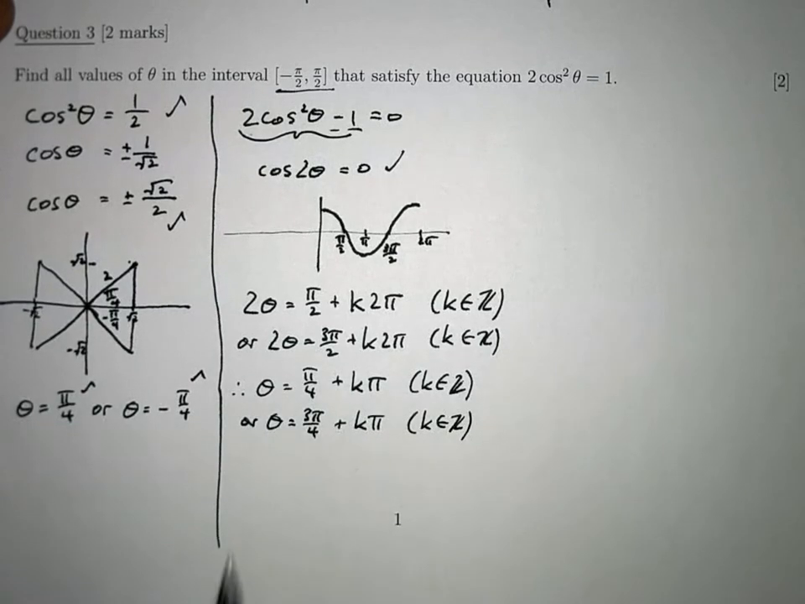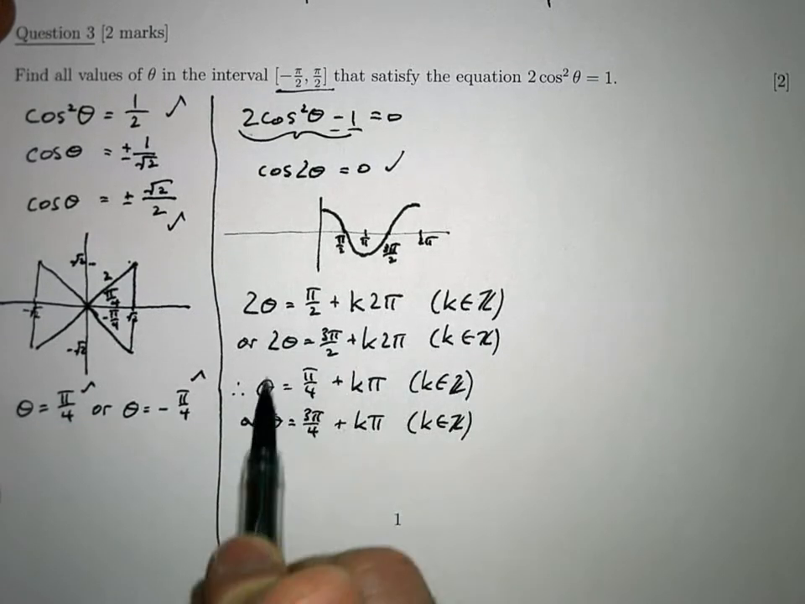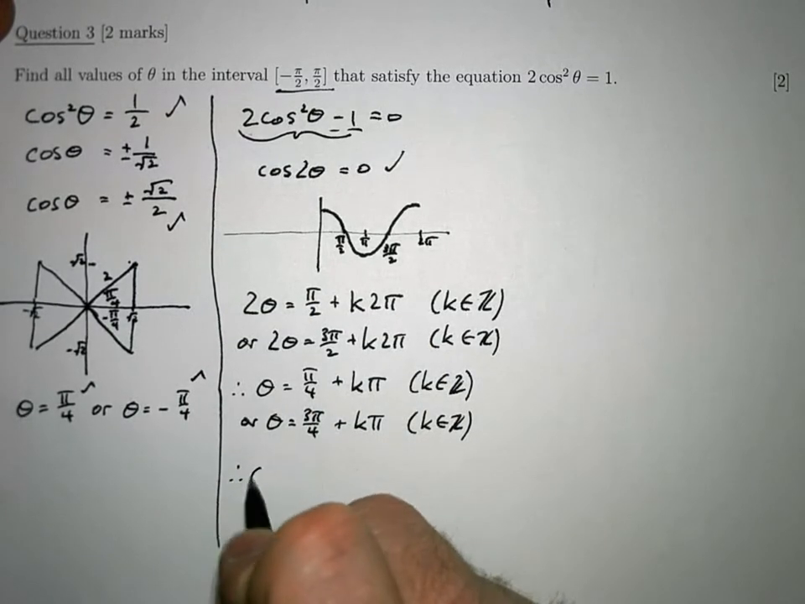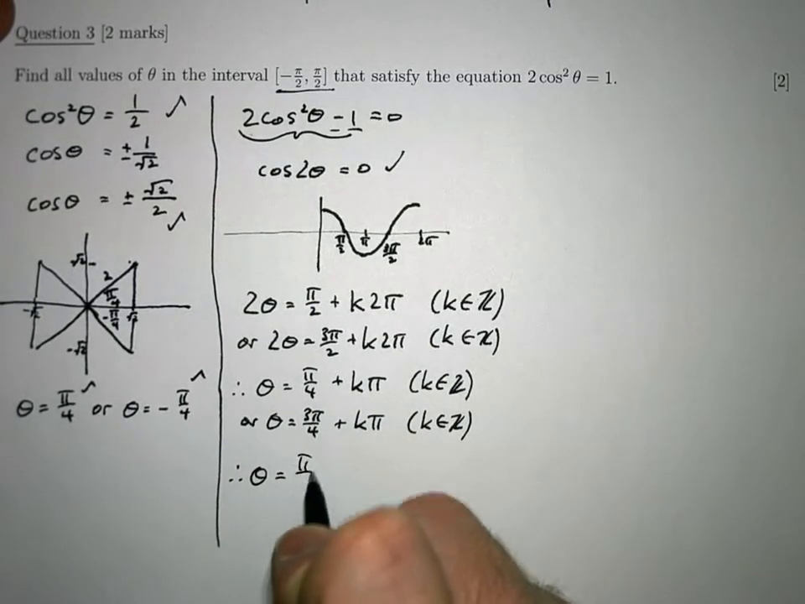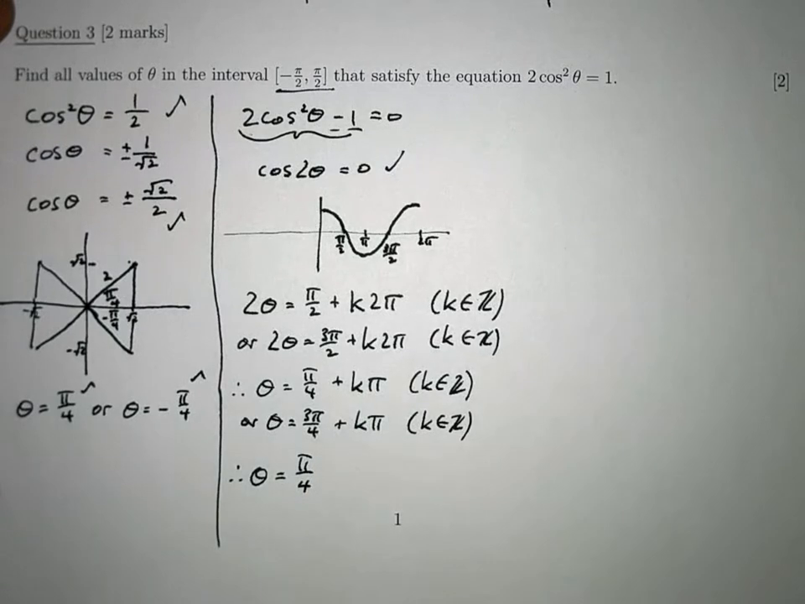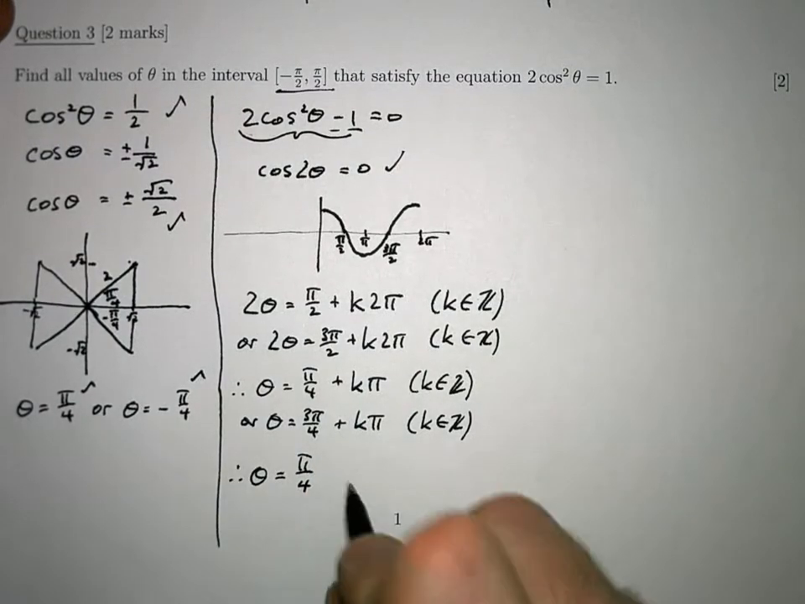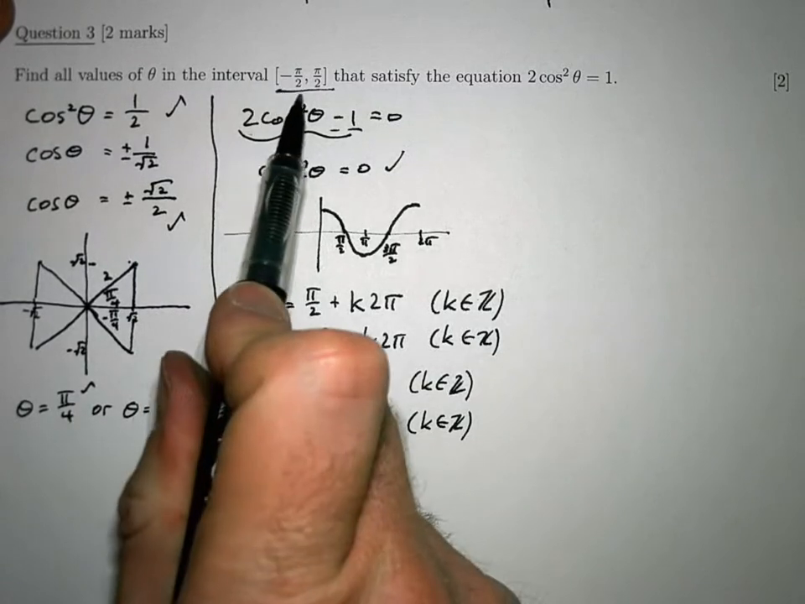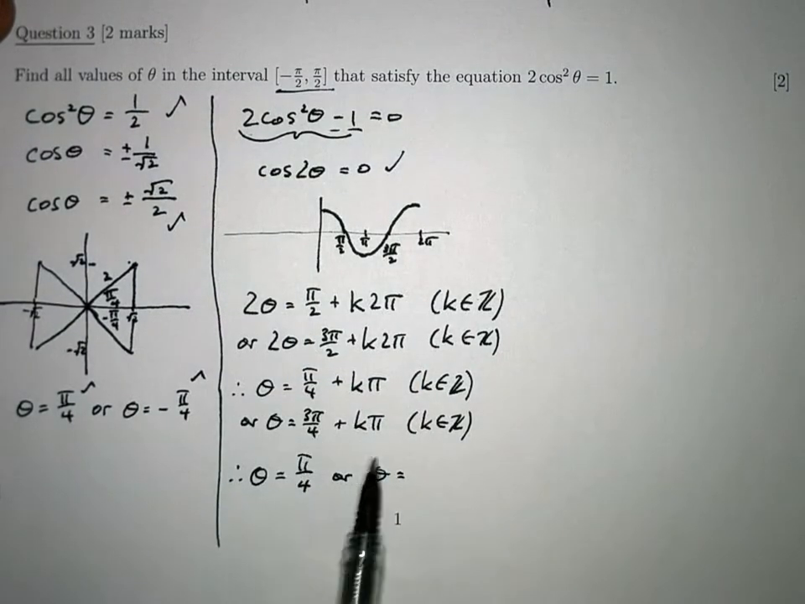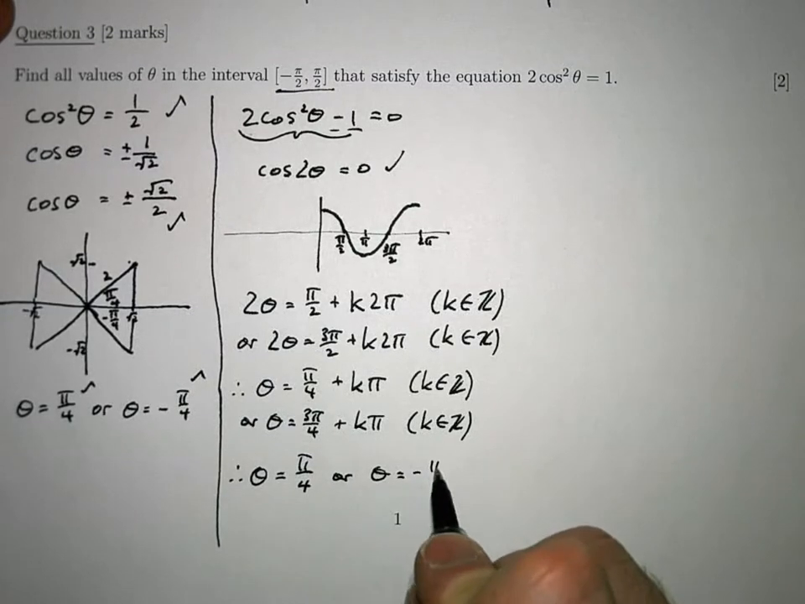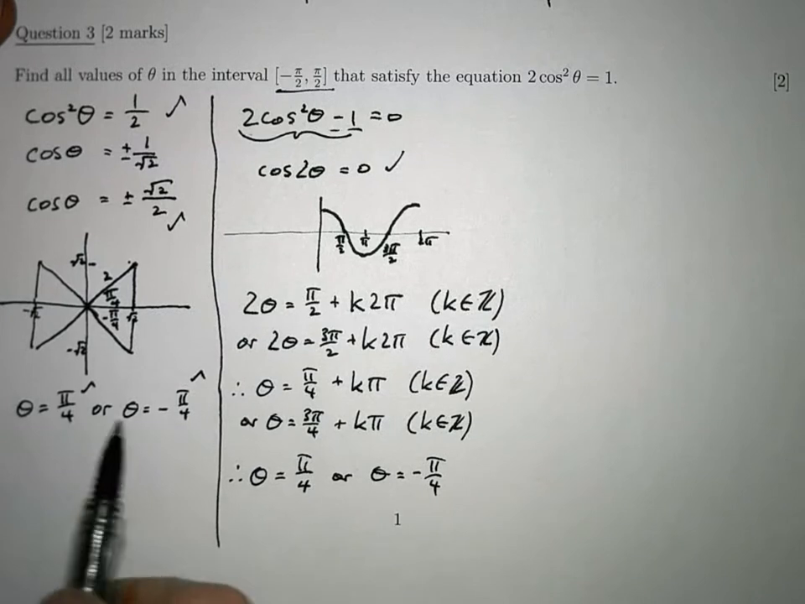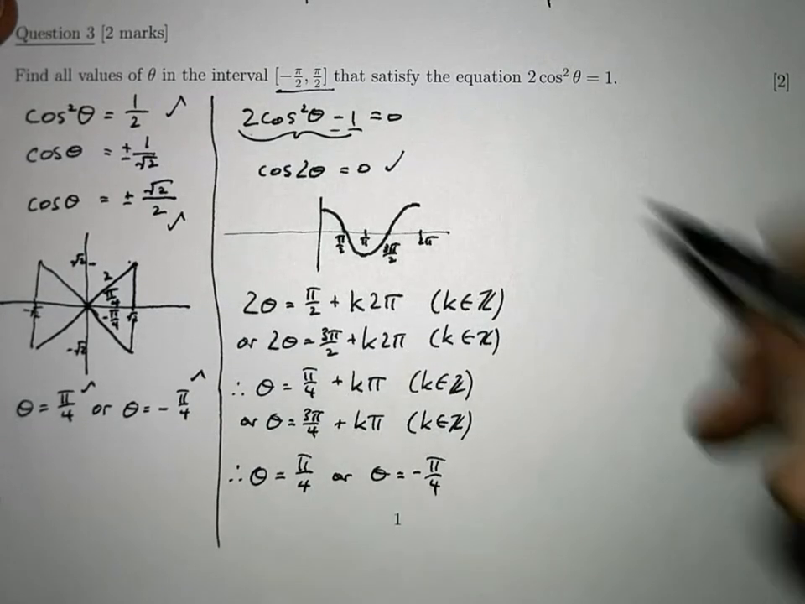Now we're interested in the two values that fall in this range here. This value, when k is equal to 0, falls in that range. Therefore theta is equal to pi over 4 plus 0 pi. The other one is not in that range, it falls outside of pi over 2, but when k is minus 1, we end up with minus pi over 4. And those are our two values which we already got over here. That's quite a nice way of getting them.